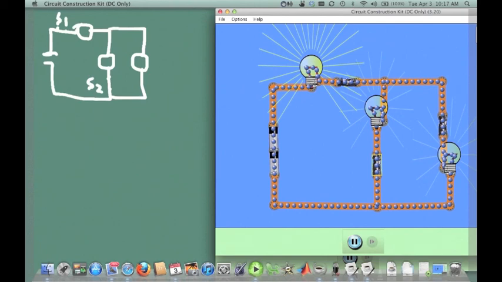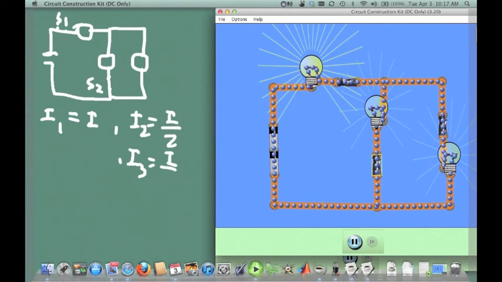We said that light bulb 1 is going to be the brightest because it has all the current flowing through it. So the current of light bulb 1 is the total I. The current flowing through light bulb 2 is I divided by 2, and the current flowing through light bulb 3 is I divided by 2 also. Let me call this one light bulb 1, light bulb 2, light bulb 3. Okay, so that's when the switch S2 is closed.